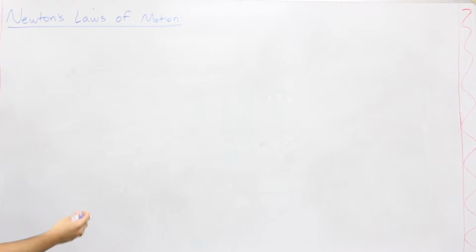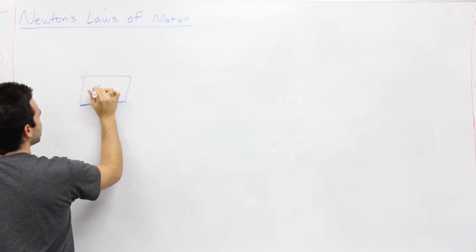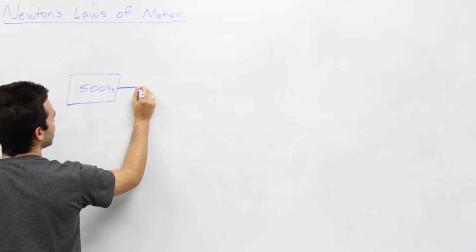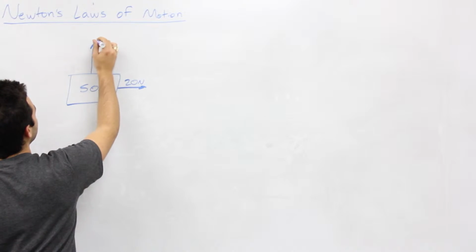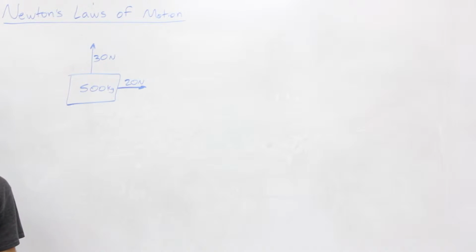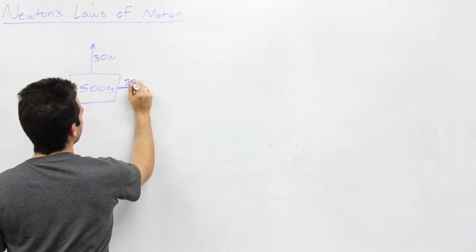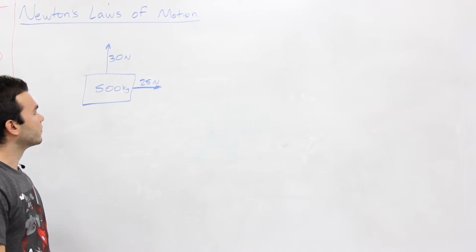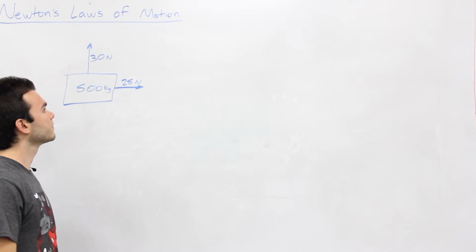An example of this is when we have a box, let's say it's 500 kilograms. And we have some force acting on it this way, let's say 20 newtons, and another force acting on it with 30 newtons. In fact, let's switch it up to 25. So, assuming we want to know where the box is going. More or less, what's the force of the box, the final force?